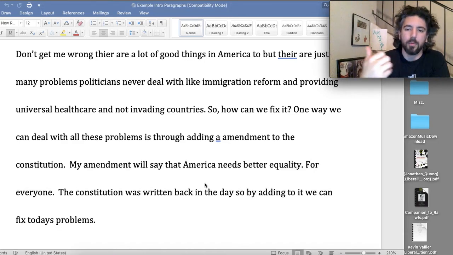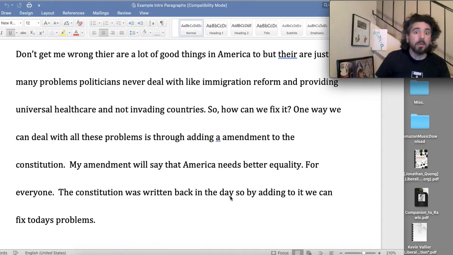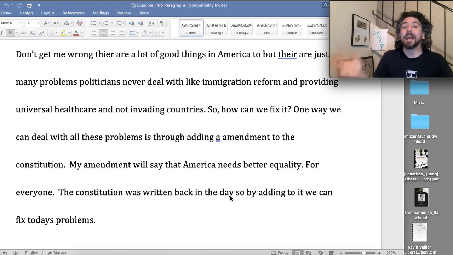Writing has to be formal so that we don't have ambiguity, right? So why? Written back in the day, like what, a day ago? What's the back of a day? Back seems to refer to location, not temporal time, right? So that's just a terrible way of writing. You would say the Constitution was written far enough into the past where adding to it can fix today's problems, or something like that, right? So that's what I mean.